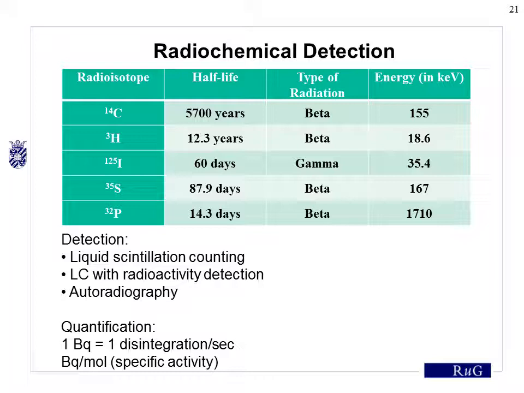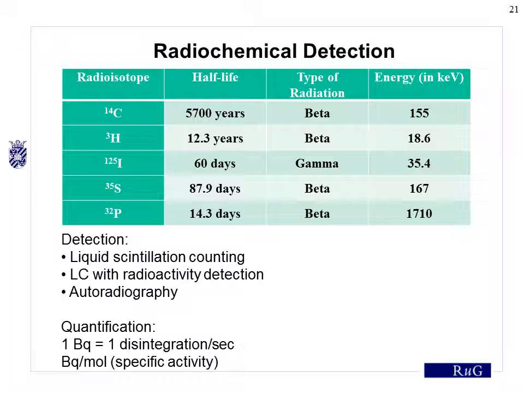That means that beta particles are absorbed by organic molecules that emit a light flash each time a beta particle hits, so-called scintillation. There are systems that count the number of light flashes per minute, for example. They can also be detected by liquid chromatography with a radioactivity detector at the end of the column. This can be very useful if, for example, separations have to be performed prior to the measurement.